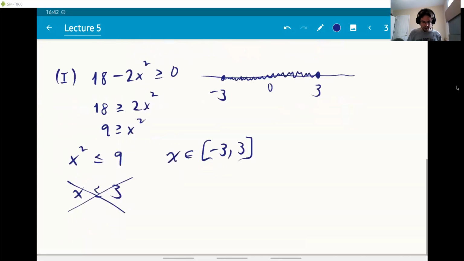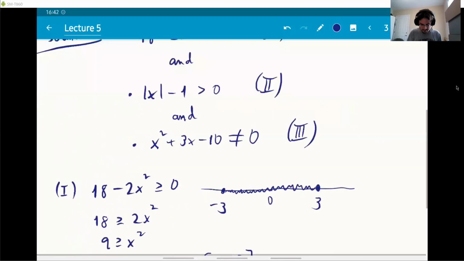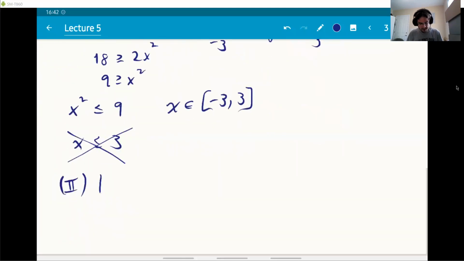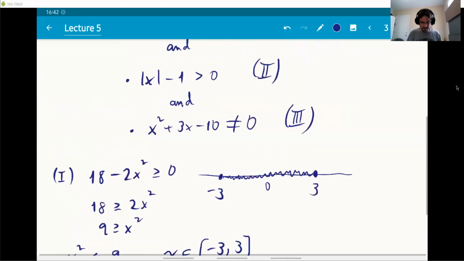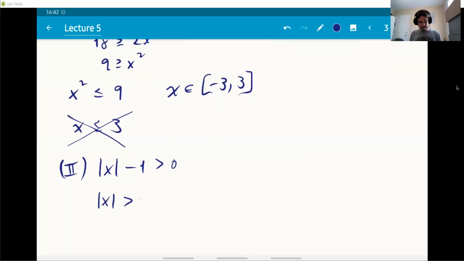That is item number 1. Item 2, let me scroll back up, is also very easy. Absolute value of x minus 1 has to be larger than 0. How do we solve this? I'm going to move the minus 1 to the right side. Absolute value of x has to be larger than 1.